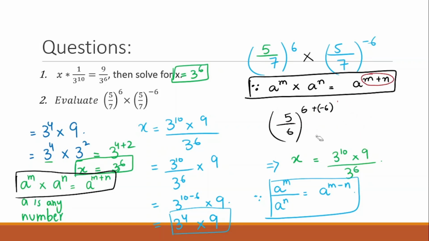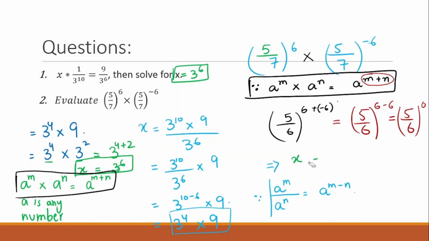So when you add them together, you will get (5/7) to the power 6 minus 6. 6 minus 6 is 0, right? (5/7) to the power 0. So anything to the power 0 is what? This is also a law, right? a to the power 0 is 1, okay? Anything to the power 0 equals 1. Any number to the power 0 is equal to 1.